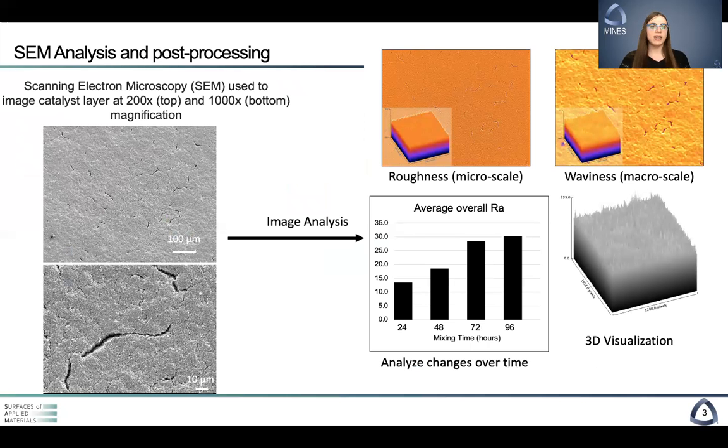So the first thing I did was gather SEM, or scanning electron microscopy, data at 200x and 1000x magnifications. Once I had these SEM images, I was able to do all sorts of things: create roughness maps at various scales, macro and micro, create 3D visualizations of the roughness from our 2D images, and obviously look at how things change over time, specifically the time that the ink was mixed, which is the thing that we really care about.